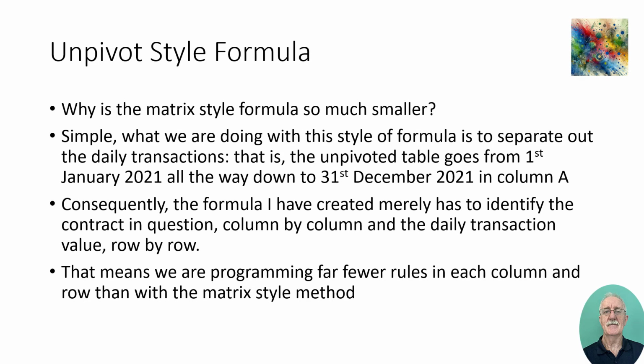Why is the unpivoted style formula so much smaller than the matrix style? Also simple. What we're doing in this style is to separate out the daily transactions. As I've explained, the unpivoted table goes from the 1st of January all the way down to 31st December 2021 in column A, and consequently, the formula that I've created merely has to identify the contract in question, column by column, and the daily transaction, row by row. And that means that we're programming far fewer rules in each column and row than with the matrix style method.